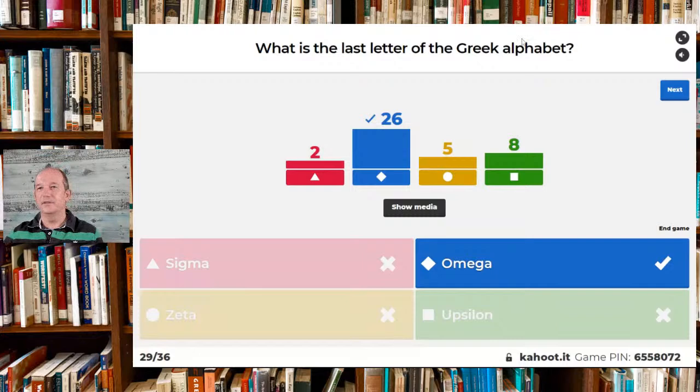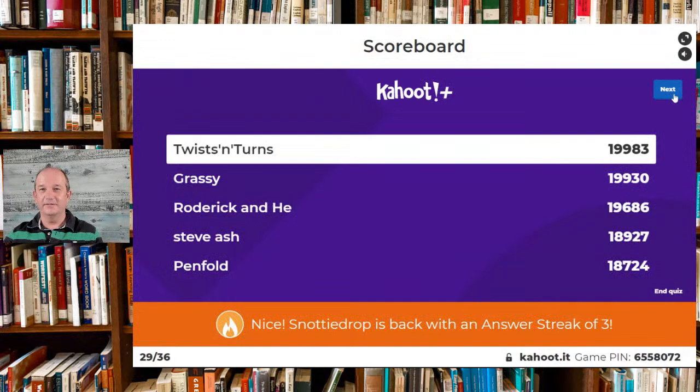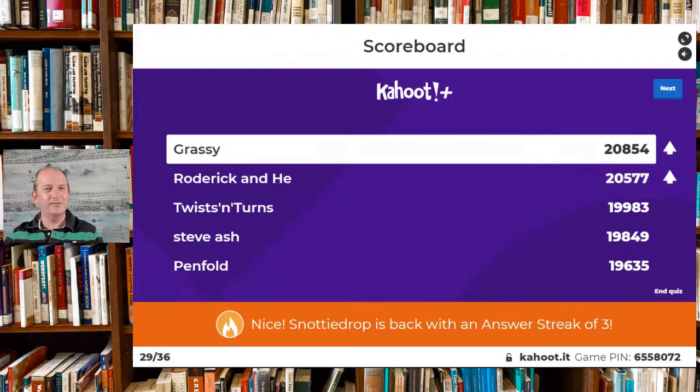And let's see what that's done to the score. Here we are. Ah, Grassy back up into first place. We still don't know who Grassy is. We really need to know that. But it's not you, Emma. Okay. Roderick and Helen in second place. Twists and Turns third. Steve Ash and Penfold in fourth.